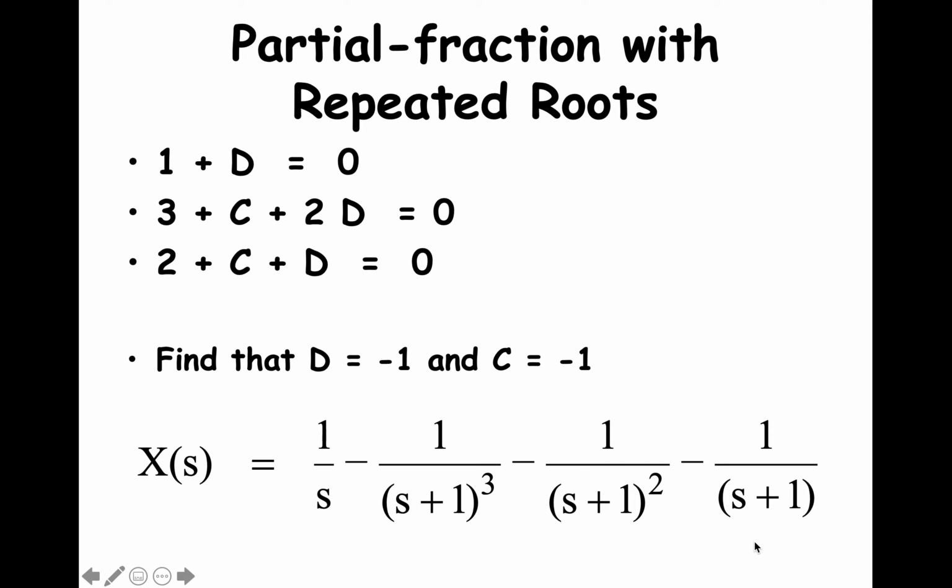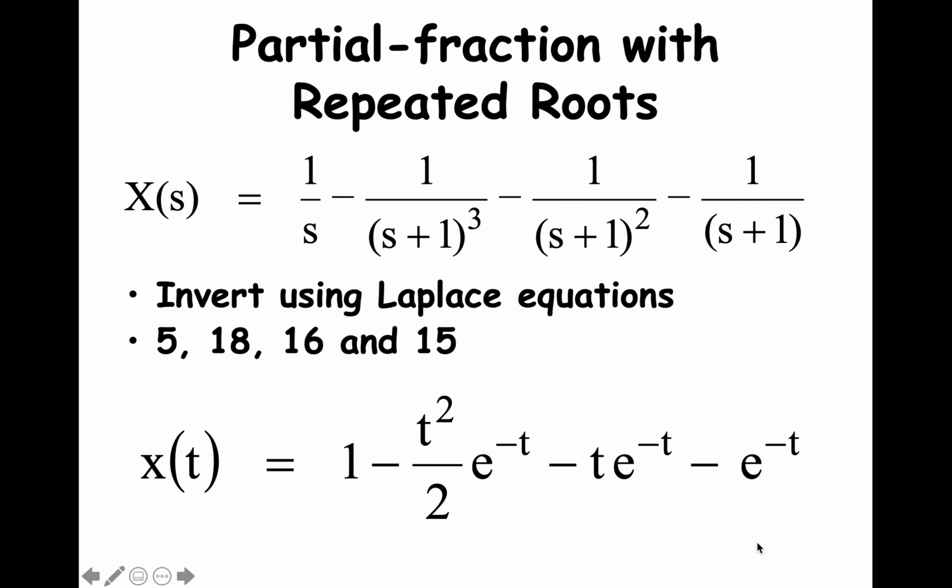Then we can write the partial fraction expansion using a, b, c, d. This produces the following equation, which is X(s) equals 1 over s minus 1 over (s plus 1) cubed minus 1 over (s plus 1) squared minus 1 over s plus 1. These terms we can invert using equations 5, 18, 16, and 15. We find that the time domain solution x(t) is equal to 1 minus t squared over 2 times e to the power minus t, minus t times e to the power minus t, minus e to the power minus t.